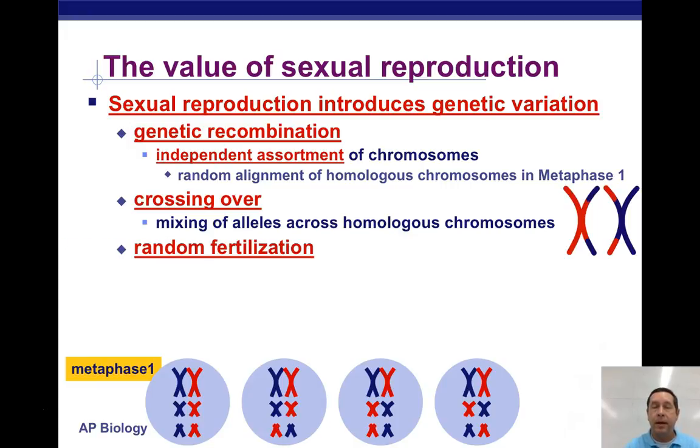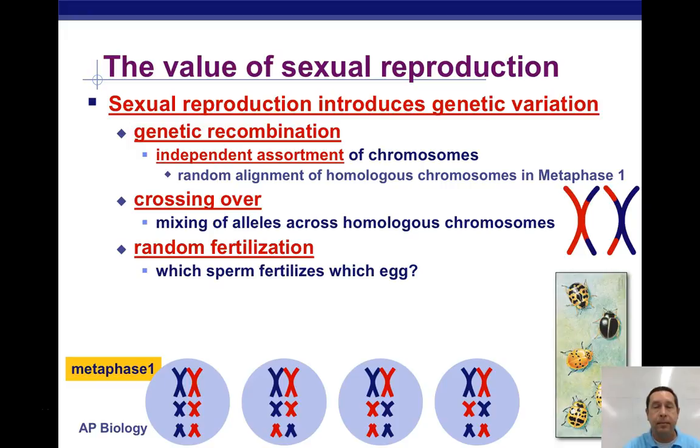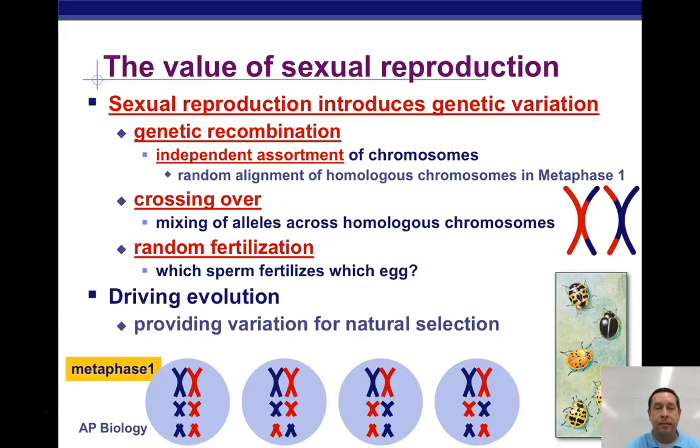Which gametes take part in fertilization is random, so that creates some variability in the offspring as well. All of this helps with driving evolution. Without sexual reproduction, evolution would be a very minor process, because the only variability would happen as a result of mistakes in copying the DNA, mutations.